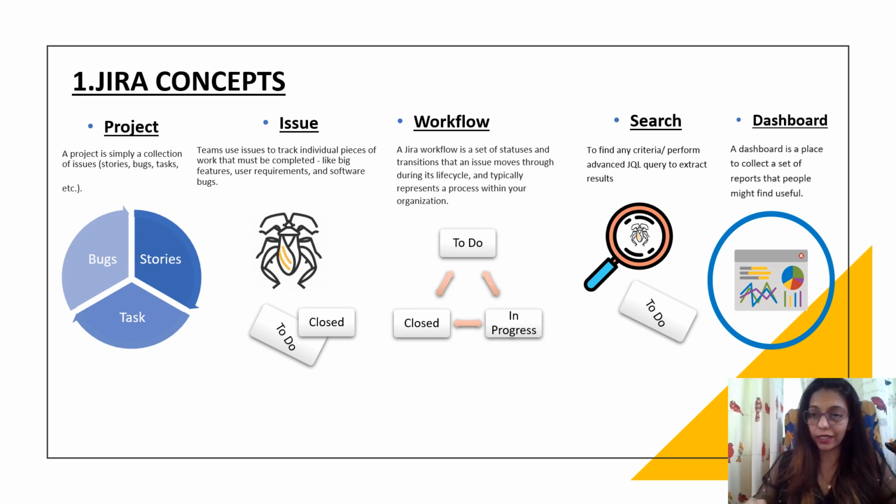Search is any criteria which we are searching. Say there are drop downs, so we have reporter, we have assignee, we have the status, so those are basic search. Advanced search is JQL queries, wherein we can have multiple combinations of search and we can get the results of the issues. Dashboard, it is a graphical format, a collection of reports that is used for analysis and the insights.